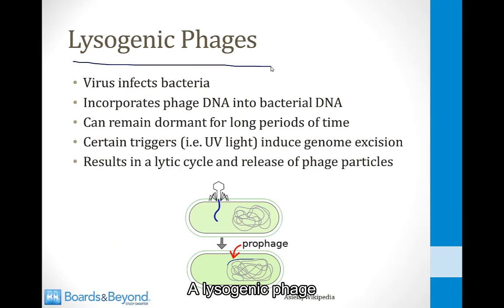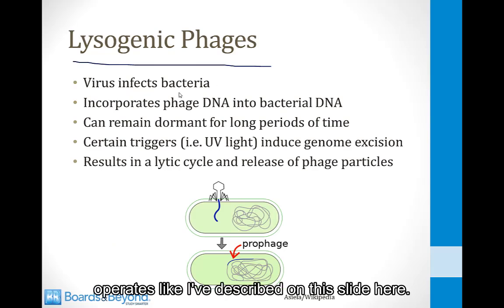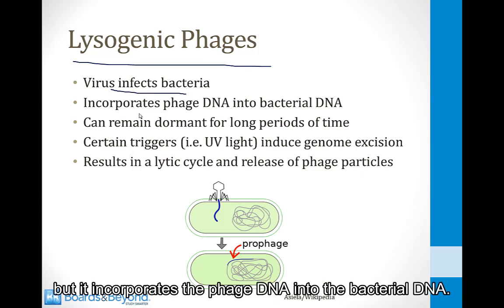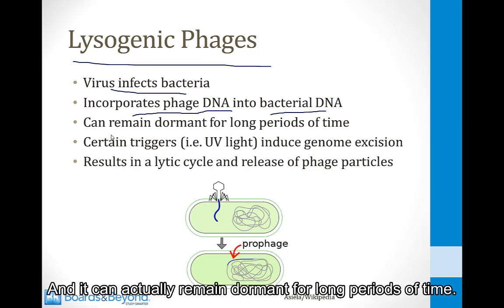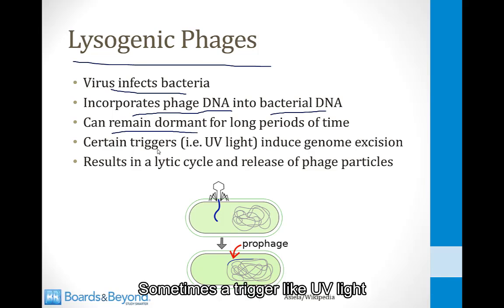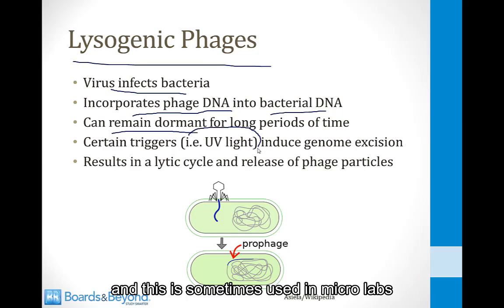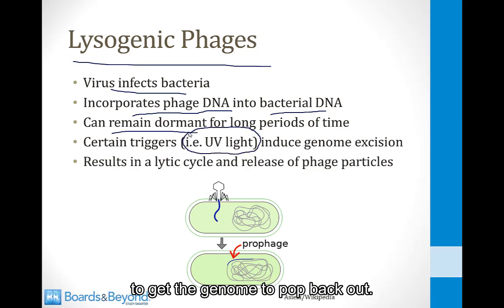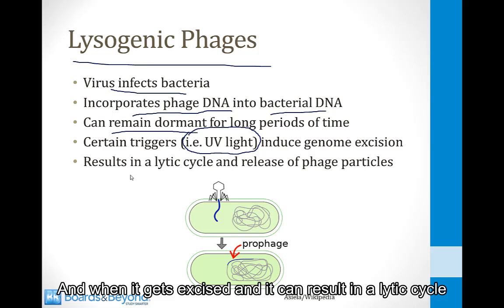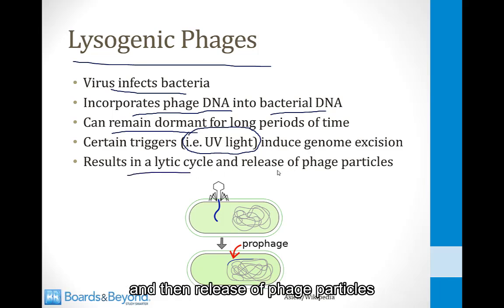A lysogenic phage operates like I've described on this slide here. So the virus infects the bacteria, but it incorporates the phage DNA into the bacterial DNA, and it can actually remain dormant for long periods of time. Sometimes a trigger like UV light will induce genome excision, and this is sometimes used in microlabs to get the genome to pop back out. And when it gets excised, then it can result in a lytic cycle and the release of phage particles like we described on the last slide.